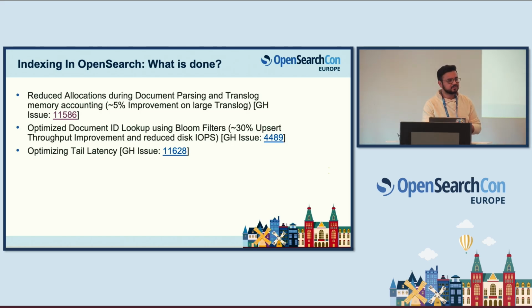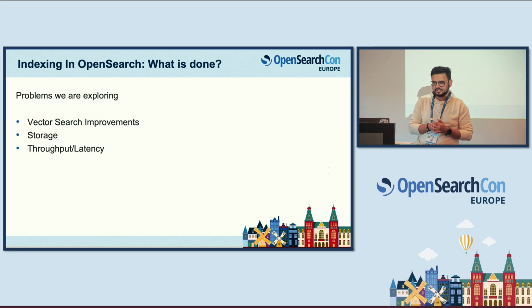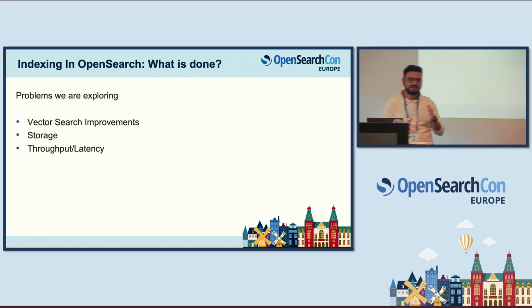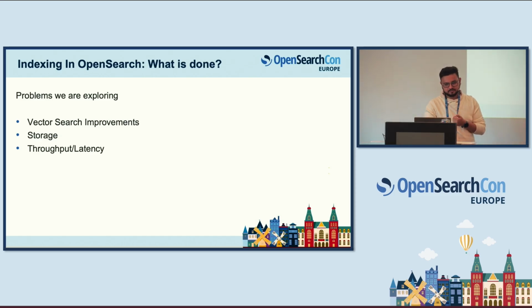So yeah, these were the few optimizations we have done. And we are also exploring few use cases, as some of them are in progress already, and some may or may not. I'm not sure, but as OpenSearch 3 RC is happening, some of them may be going. A few of the problems we have explored in the past few months itself: one is the improvements around vector search, like how can we improve the latency for queries there, and also maybe the relevance of results. Then the storage and throughput and latency.